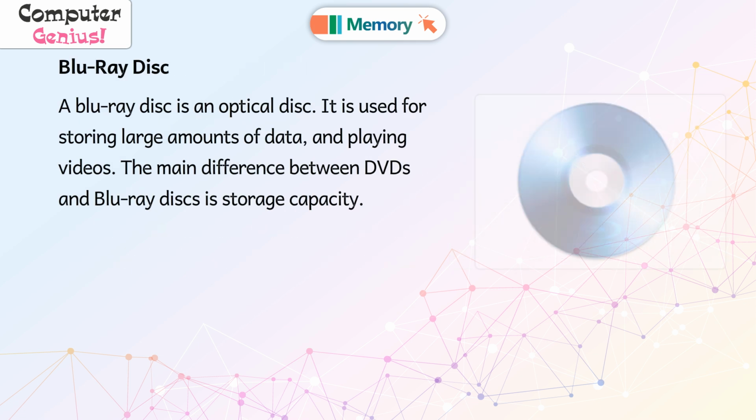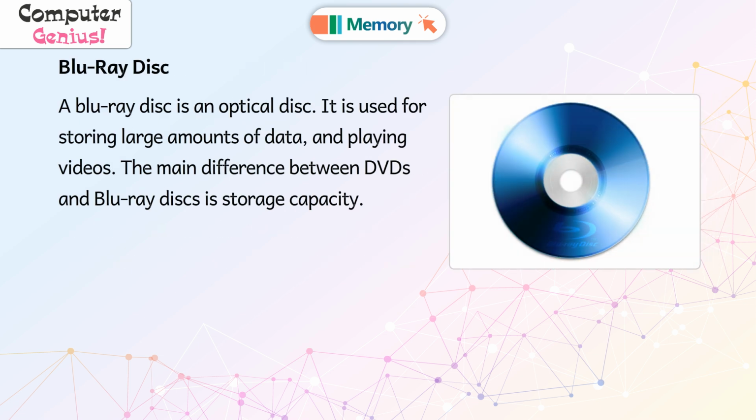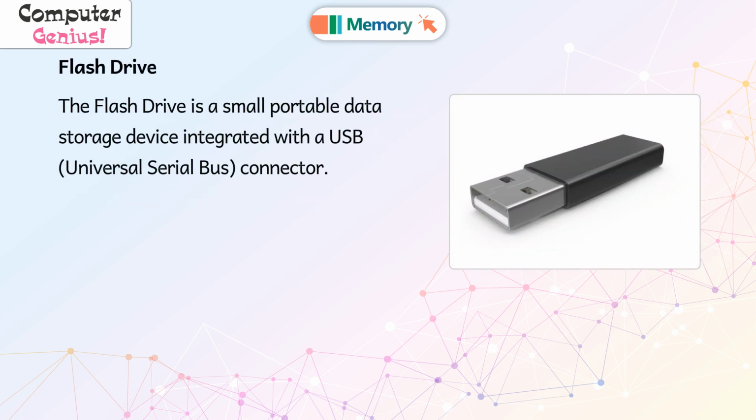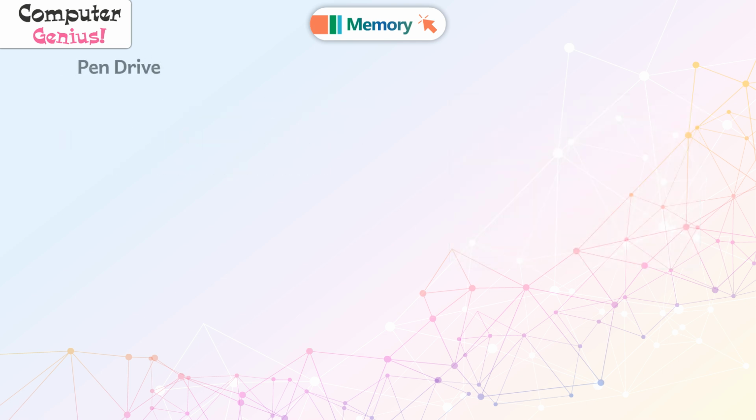Blu-ray disc. A Blu-ray disc is an optical disc. It is used for storing large amounts of data and playing videos. The main difference between DVDs and Blu-ray discs is storage capacity. Flash drive. The flash drive is a small portable data storage device integrated with a USB, Universal Serial Bus, connector.